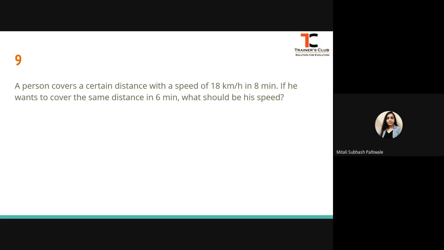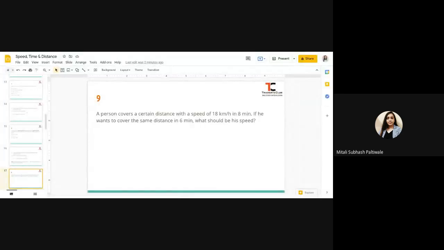Okay, now look at this question, which says a person covers a certain distance with a speed of 18 kilometer per hour in 8 minutes. If he wants to cover the same distance in 6 minutes, what should be his speed? Let's try solving.